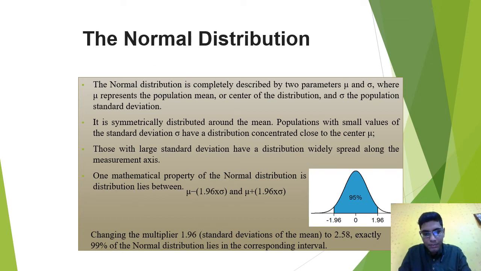Now, changing the multiplier of 1.96. Now what is the 1.96? It is the number of standard deviations from the mean. Changing it to 2.58, exactly 99% of the normal distribution lies in the corresponding interval.